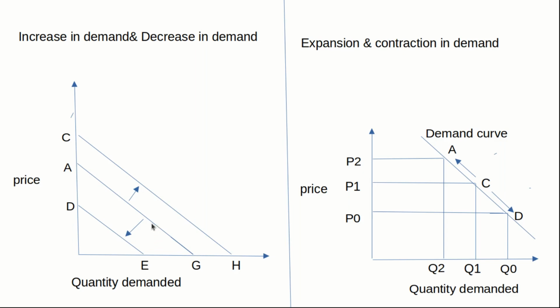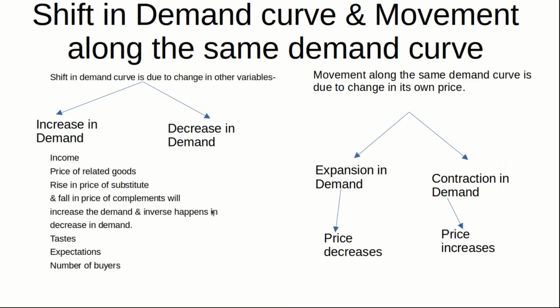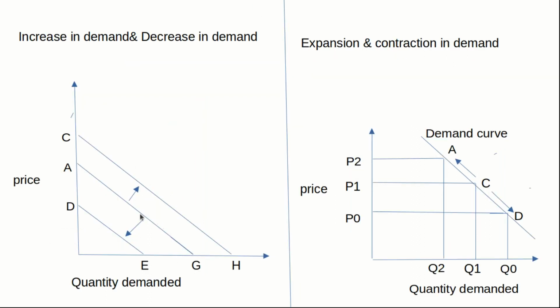Okay, in the same way, for decrease, a fall in price of substitutes and a rise in price of complement will decrease the demand. Okay, now the next point is tastes. When people develop a taste for a commodity, demand will increase. When people start to not like the product, there will be a decrease in demand.